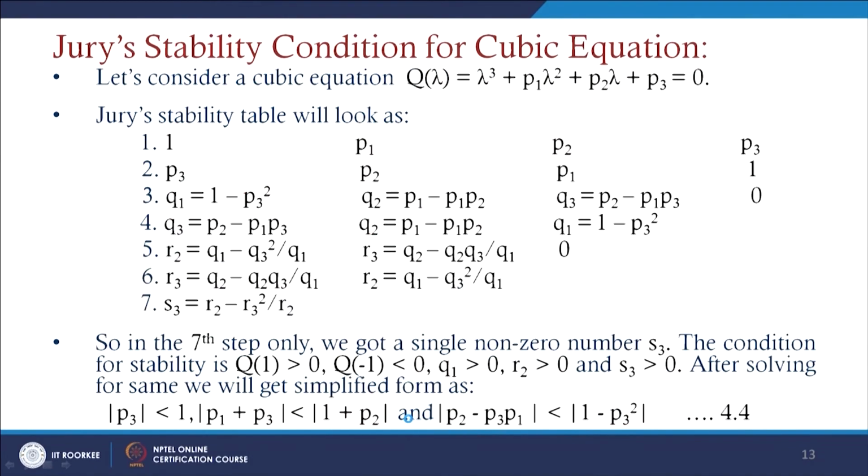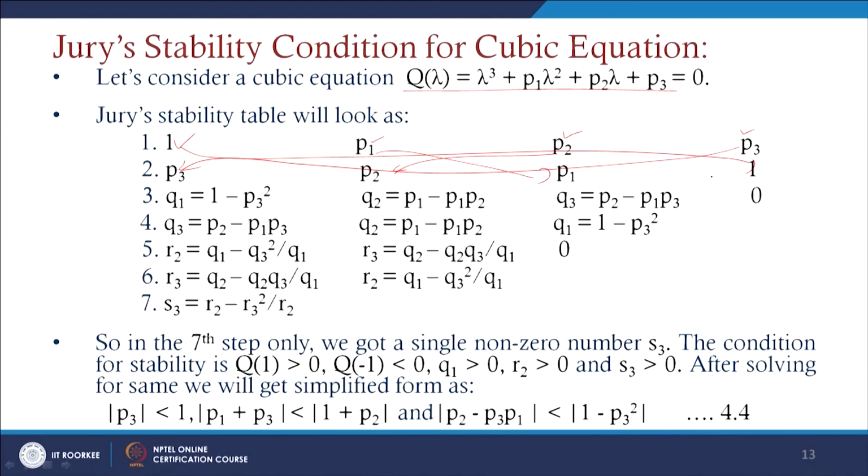And if we go for Jury's test for a polynomial of degree 3 here, then the cubic polynomial can be written as lambda cube plus P1 lambda square plus P2 lambda plus P3 equals 0 here. And in this case, the coefficients are written as 1, P1, P2 and P3 here. And in the reverse form, this can be written as P3, then P2, then P1, then 1 here.